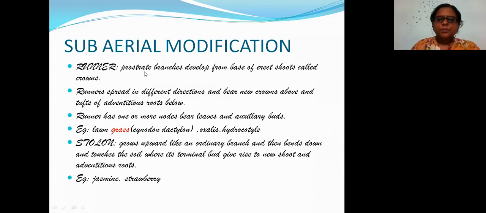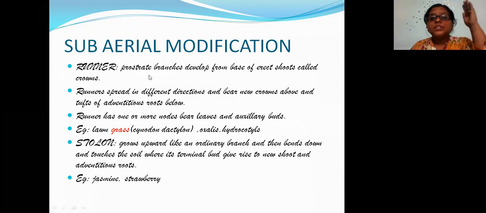So runner prostrate branches develop from base of erect shoots called crowns. Okay, very important information. It is not there in NCERT, students. The branches are called prostrate. Prostrate means which cannot stand still. They're very weak. They just lie down in the soil. That's called prostrate. So they have a prostrate branch which develops from the base of the erect shoot.